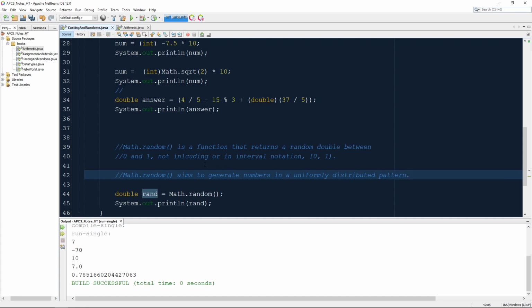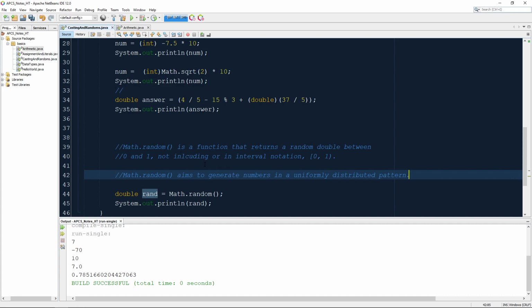Math.random aims to generate numbers in a uniformly distributed pattern. It means that it hopes that all numbers are equally likely to be generated. That's important because if it wasn't, then you could maybe see a pattern. And if you're not comfortable or don't have experience with statistics, this is okay. Uniform distribution is essentially a straight line. It means that every number in the range is possible at an equal likelihood.